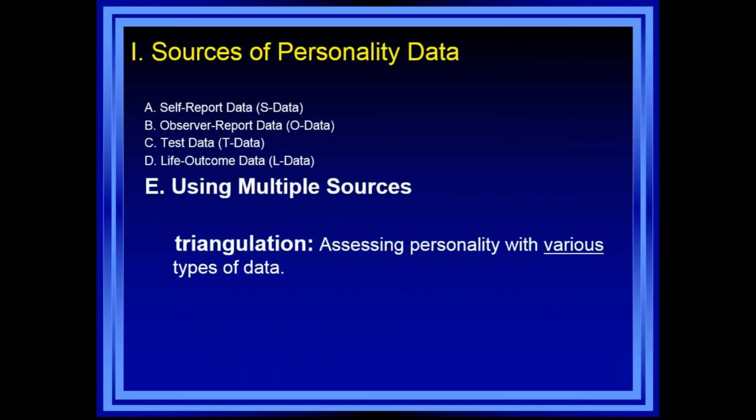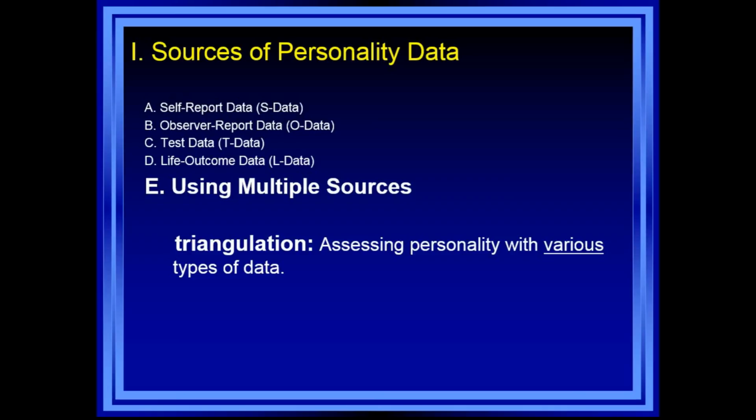So the last thing we want to talk about is using multiple sources. Because as you noticed, each of those 4 data sources has advantages and limitations. That's just the way it is. None are perfect. All will have some advantages, all will have some disadvantages. And one way to handle that reality is called triangulation, which is defined in the PowerPoint as assessing personality with various types of data. So this is where we use multiple sources to look at the same personality construct.